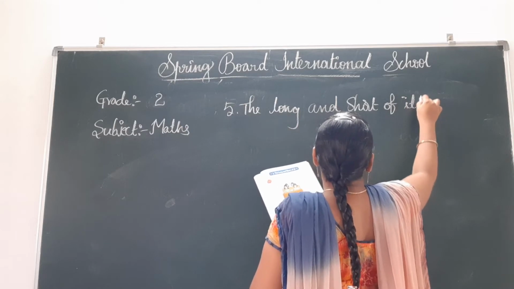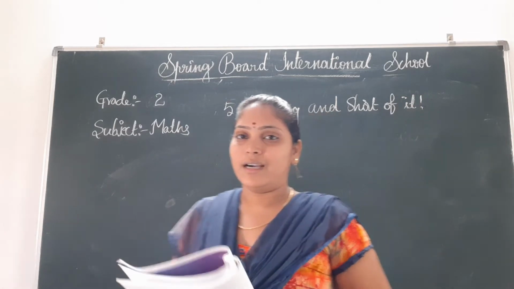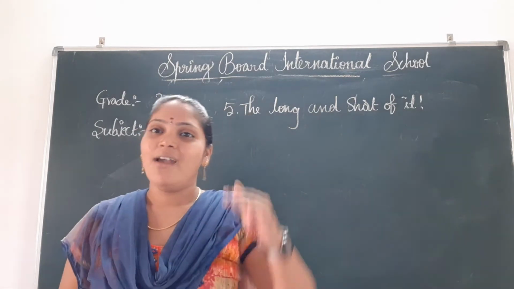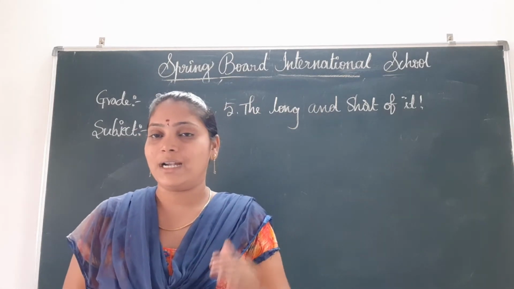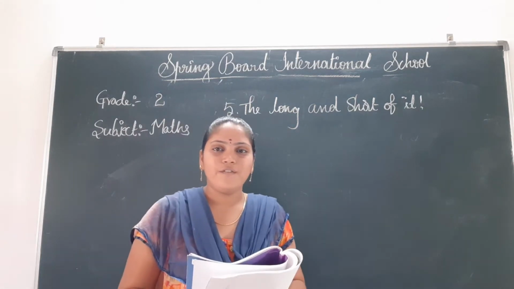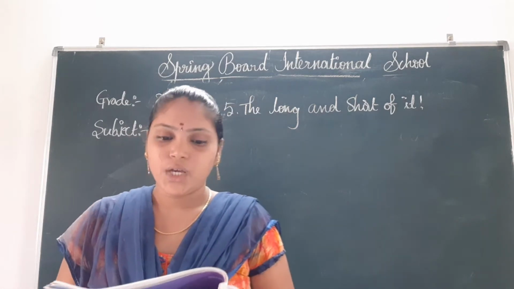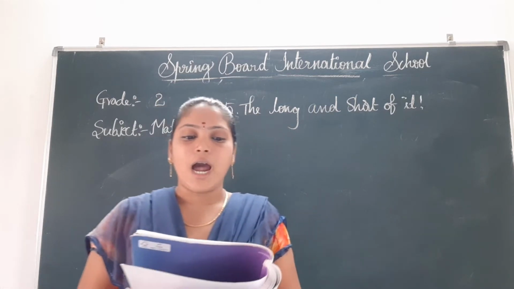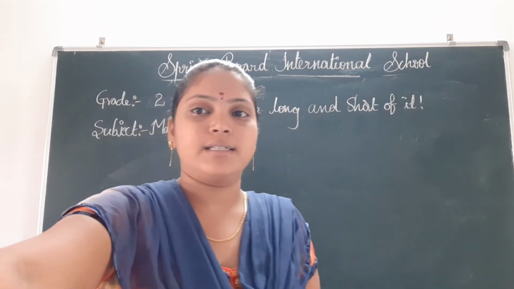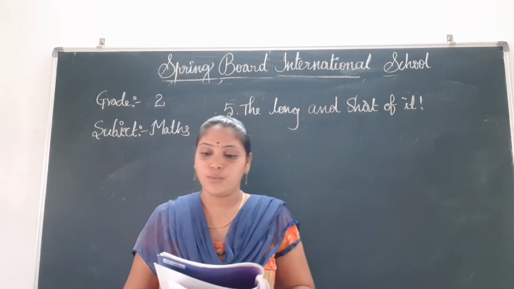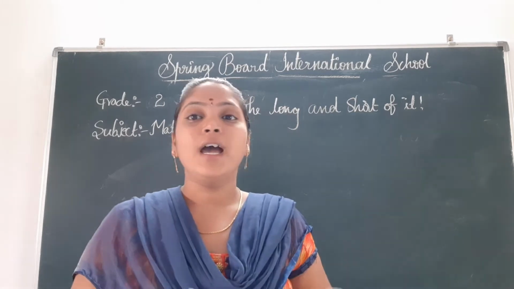In the previous classes, in your first class, second class and third class, you already learned long and short. We know longer objects and shorter objects. So now first of all, it's the PEP activity. Use hand spans to measure the length of your desk.